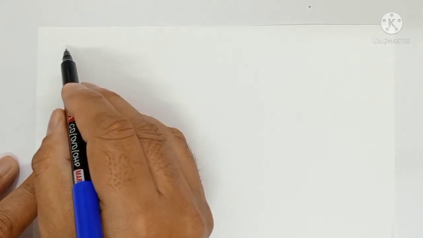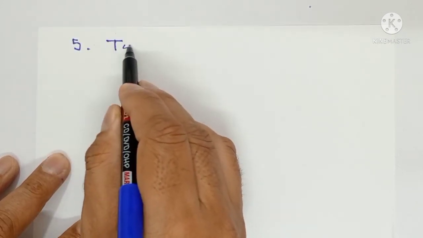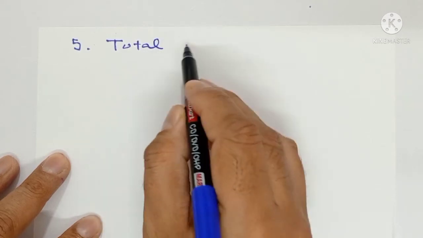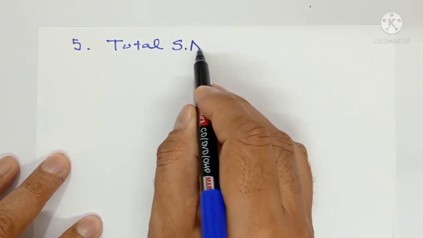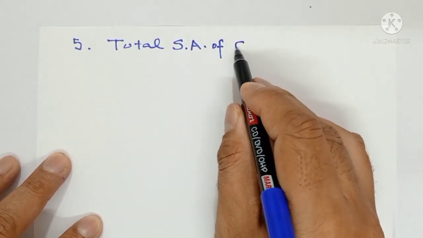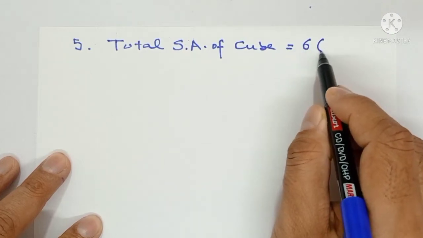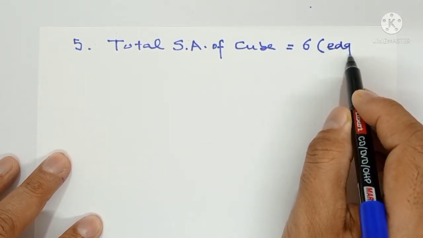Now, after lateral surface area of cuboid, I am going towards cube. Total surface area of cube. You have seen cubical blocks like a cube in a die, etc. So the total surface area of cube, the formula is 6 into edge square.